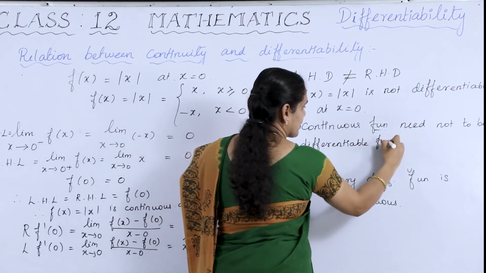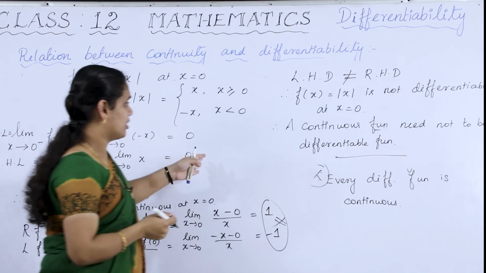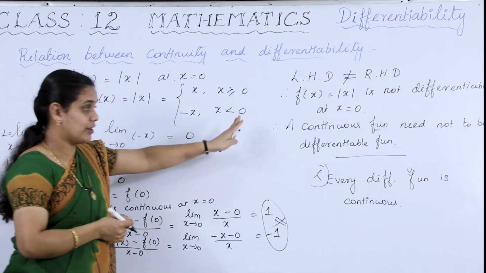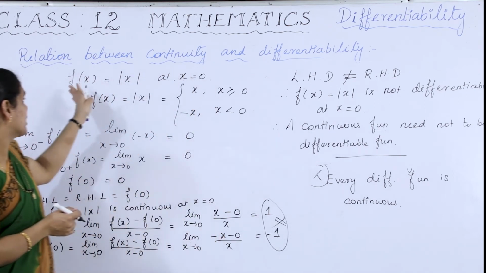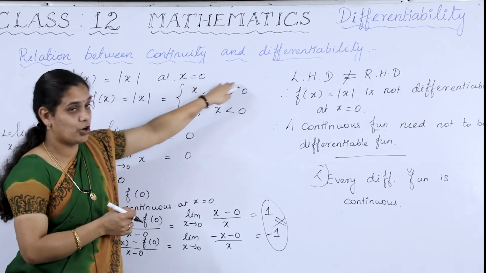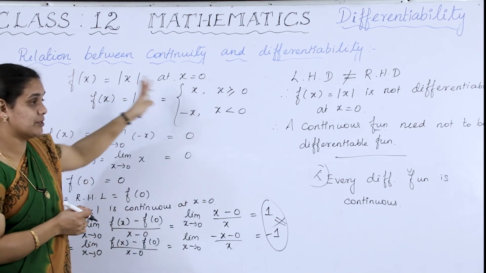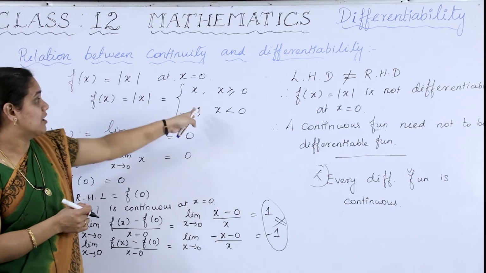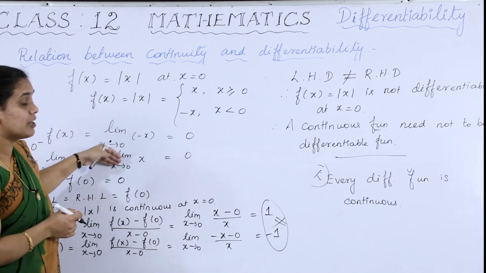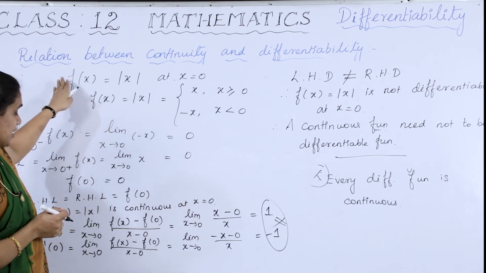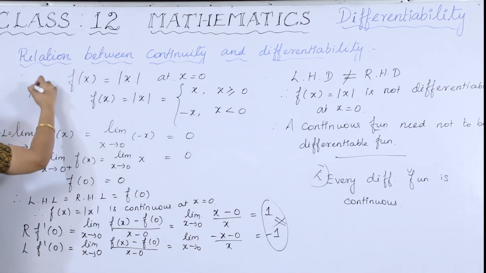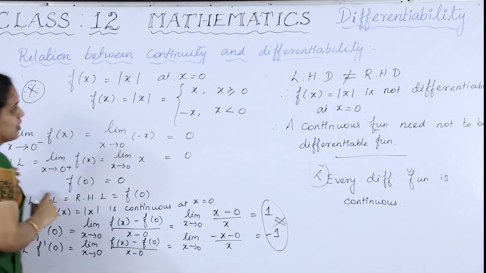You might get this one for your 2 mark or 4 mark: prove that a continuous function is not necessarily differentiable. In that way also the question may come. Otherwise, in MCQ, f(x) equal to absolute value of x at x equal to 0 has option A, continuous but not differentiable. Option B, neither continuous nor differentiable. Another option, continuous and differentiable. Right? Similarly, you will have more options. So in that type also it comes. So take note of this. This is very important. Often asked in your question papers.